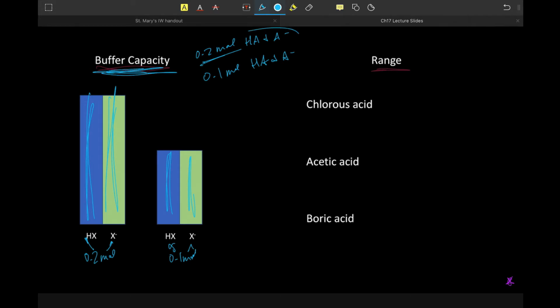Higher buffer capacity has to do with the respective concentrations of HA and A minus in your solution, and they don't have to be the same. If you think back to that blood discussion in your book, the blood's buffer capacity is different for acids versus bases. So it doesn't have to be the same, but that's what capacity means. Range, thinking about what we've talked about previously, has to do with its pKa, in that a buffer range is most ideal plus or minus 1 unit from pKa.